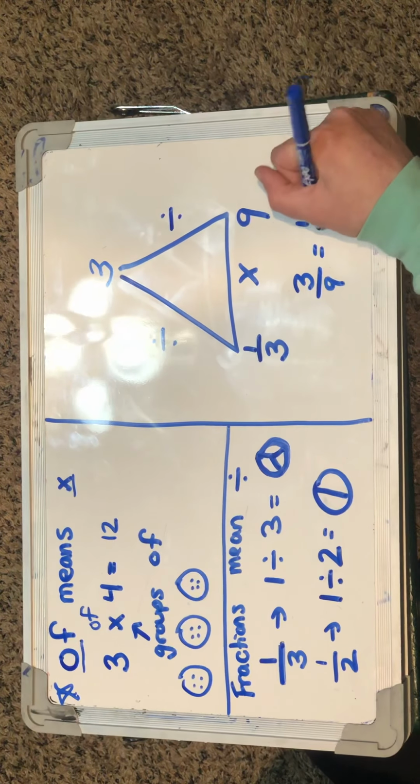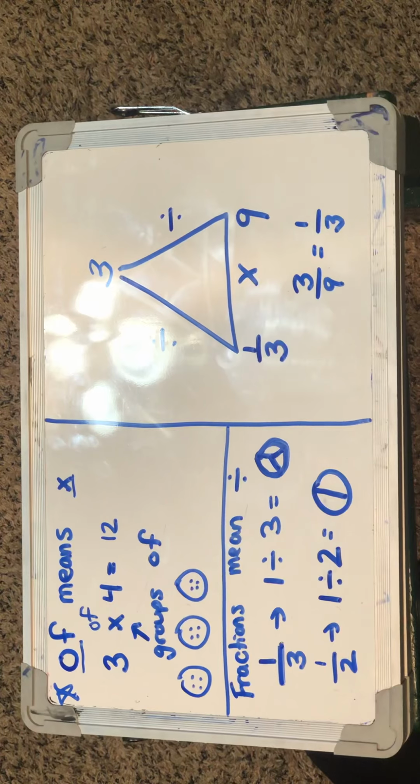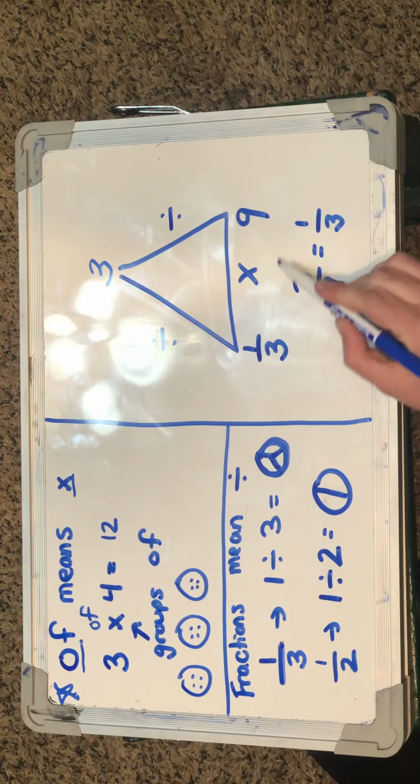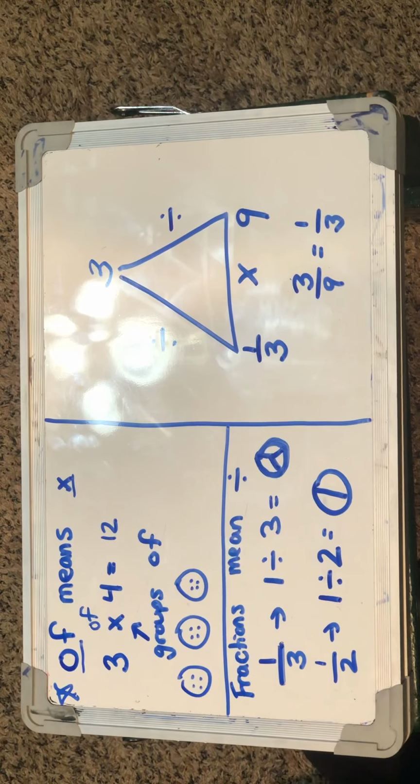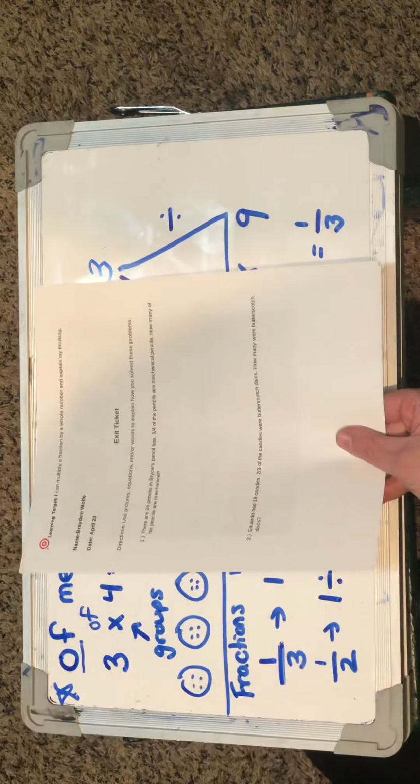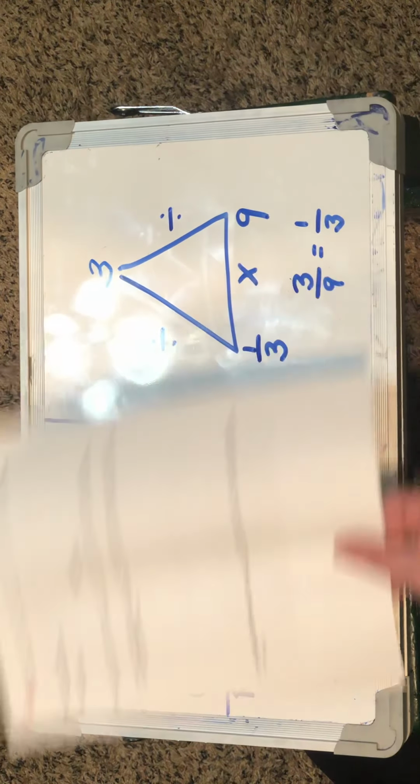3/9 equals 1/3. Remember when we talked about equivalent fractions? 1 times 3 is 3, 3 times 3 is 9. These are all things that we're going to want to keep in mind. The same properties that we talk about when we're working with whole numbers are going to happen with fractions. So I'm going to do an example with you, and then I actually printed out a copy of your exit ticket, and I figured we could do that together. Okay?